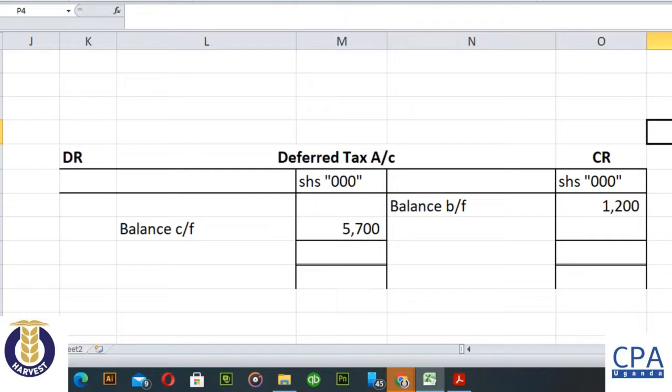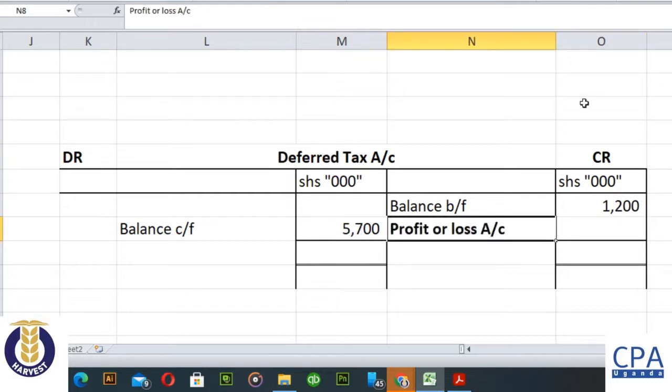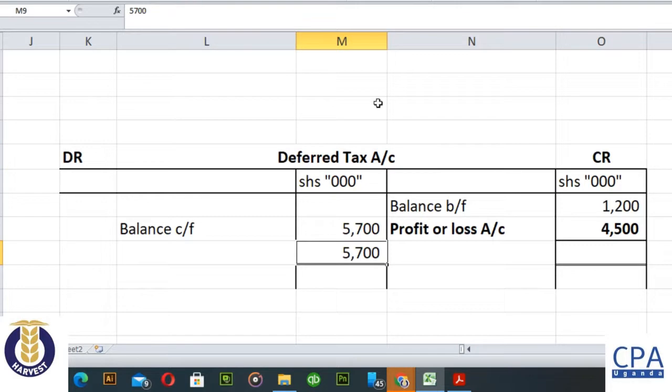Now, as you can see, there's a difference between the credit and the debit. The difference is taken to P&L as an expenditure. So try to get your calculator and get the difference here. Of course, I know the debit is bigger, 5.7, and that's going to be the balancing total. Then the balancing figure is the expenditure that is taken to P&L, which is 4.5.